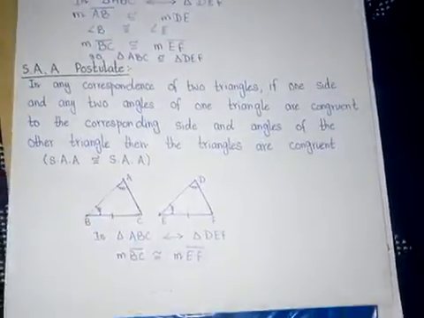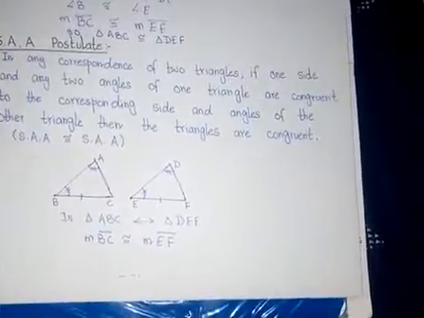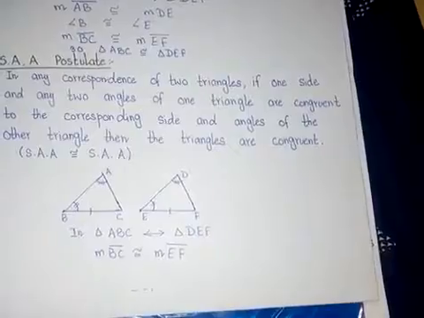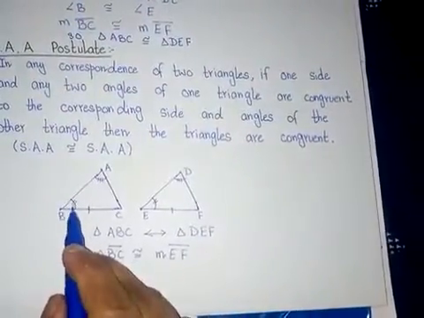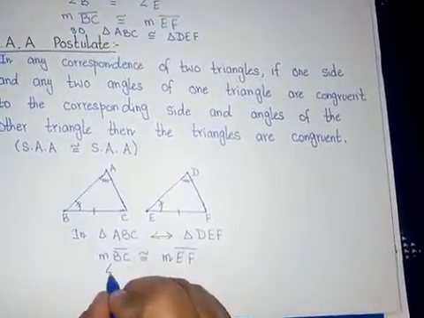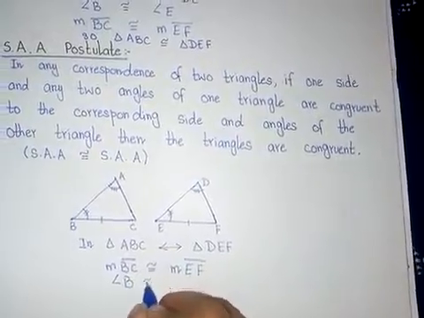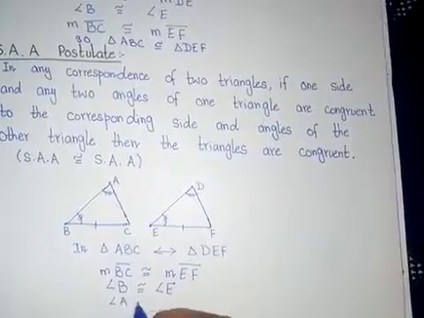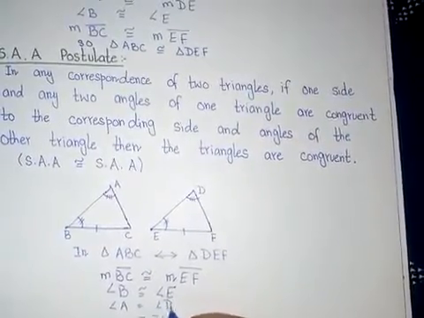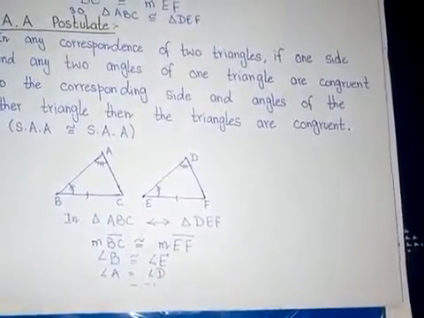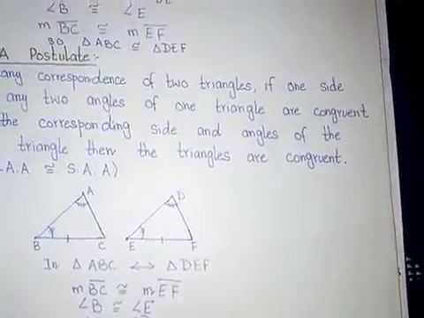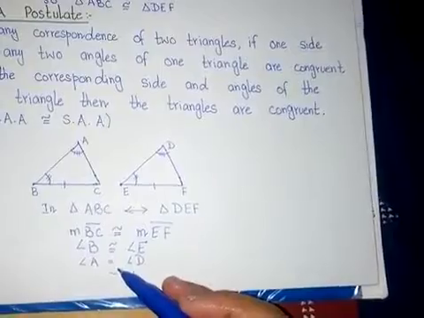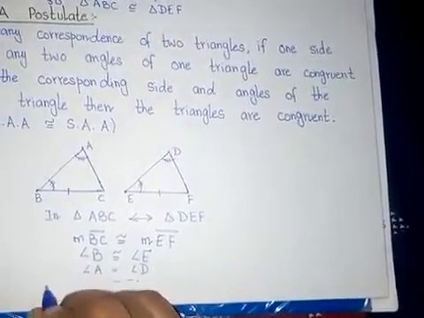So if I have taken one side, now I have to take two angles. Angle B is corresponding to angle E. Angle B congruent to angle E and angle A congruent to angle D. Here you can see we have made three components equal. You can see one side and two angles. We have made three components equal or congruent.